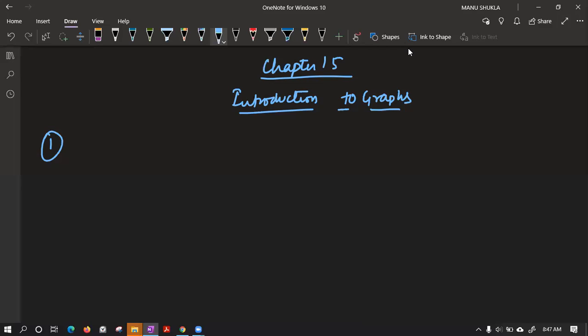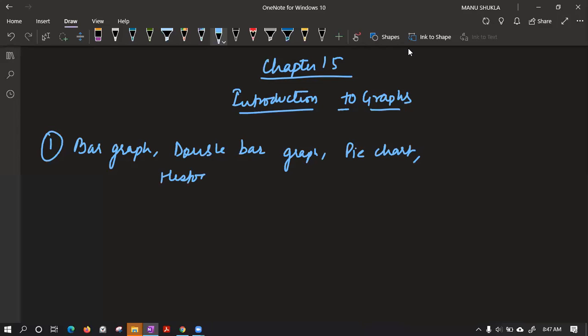Okay. So this is a new chapter, chapter 15. The graphs that we have studied till now are the bar graph, then the double bar graph. Then we have seen the concept of pie chart, and the histogram. These are all graphs that help us understand information in an easier way.